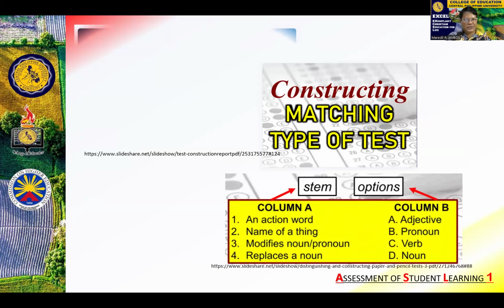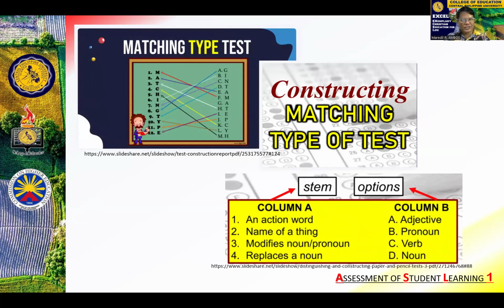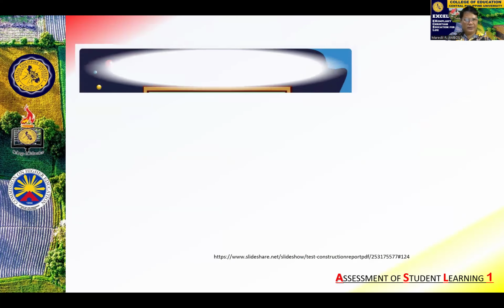Yeah. The next lesson that we're going to have is, of course, the matching type test. So this is very particular also to all of you, no? Okay, so you have there constructing matching type of test, and you can see two columns there, column A and column B. Column A are the stems, and column B are the options that you can have.